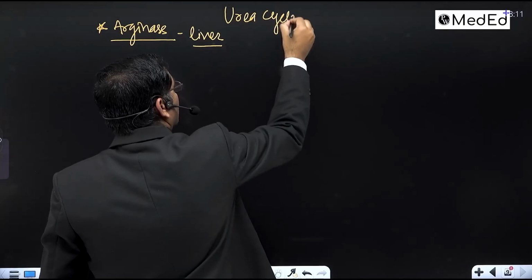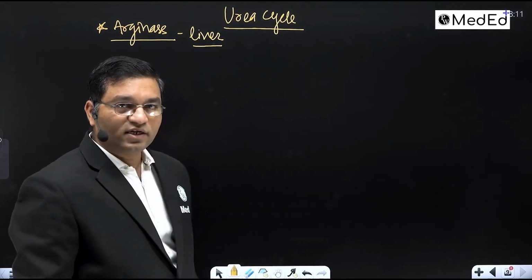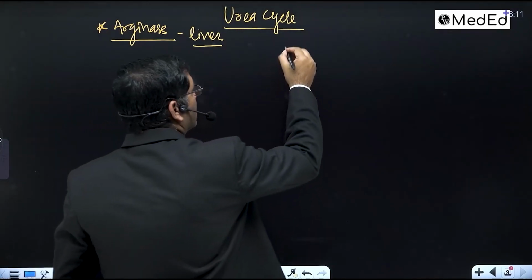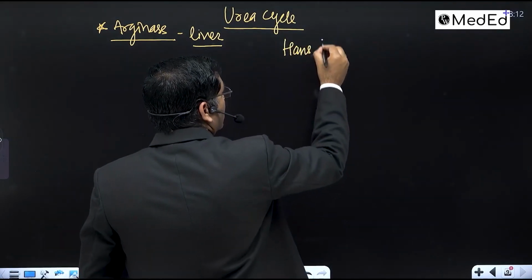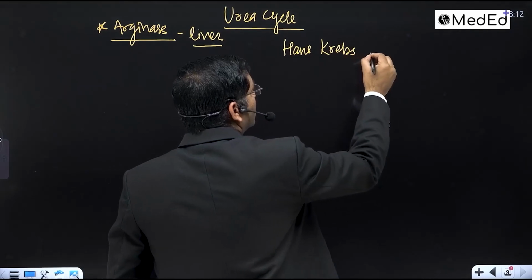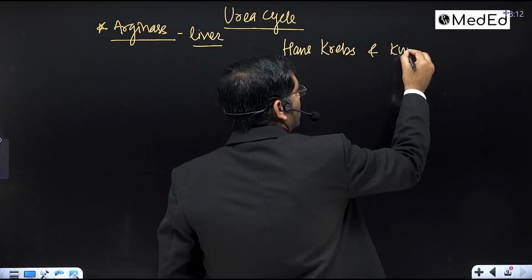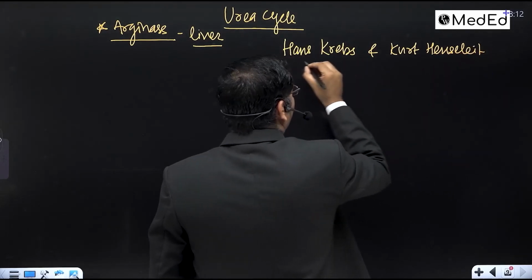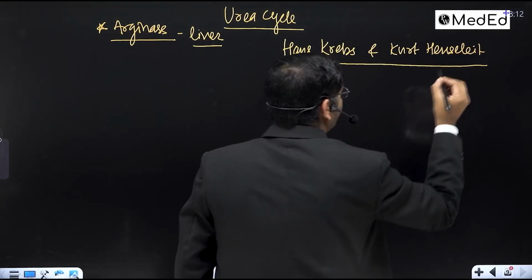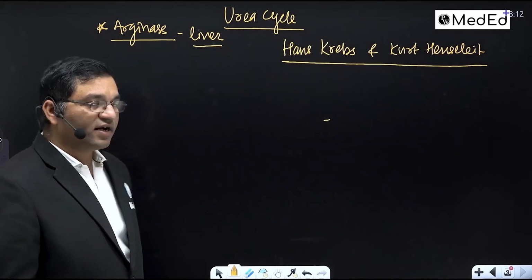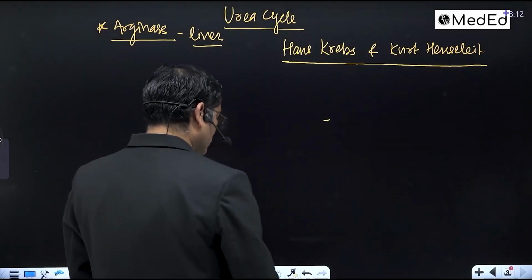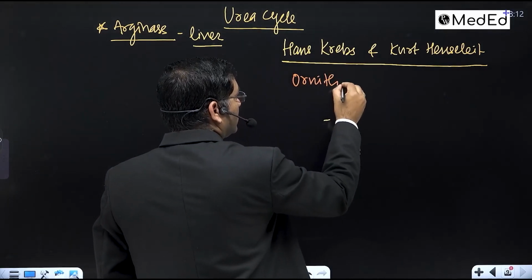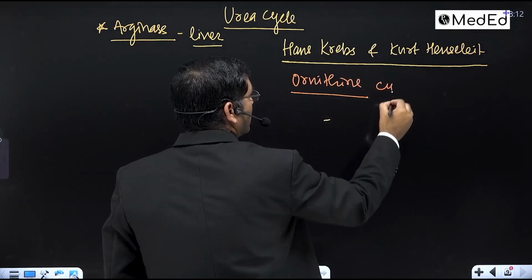It is an important cycle. The steps of the urea cycle were elucidated by Sir Hans Krebs and Kurt Henseleit. Hence it is known as the Krebs-Henseleit cycle. It is also known as the ornithine cycle, because ornithine is regenerated in the cycle.